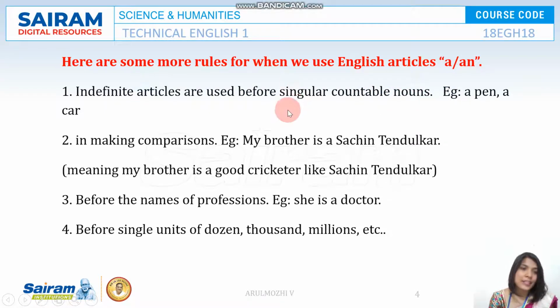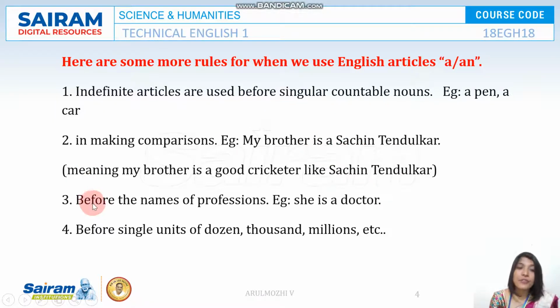The next one is in making comparisons. For example, my brother is a Sachin Tendulkar. When you say my brother is a Sachin Tendulkar, you don't mean one Sachin Tendulkar. You mean that my brother is as good as Sachin Tendulkar in playing cricket. Again, he is a lion in the class, meaning he is as strong as a lion. His strength is compared with a lion's. So that is why we say a Sachin Tendulkar, a lion, a Shakespeare, or something like that.